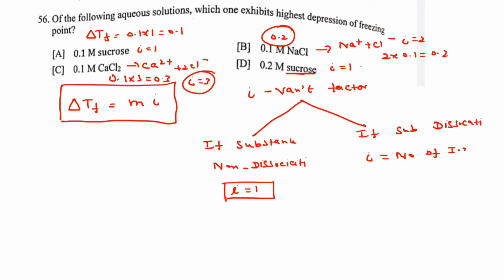For this question, the i value is 1. In 1 into 0.2, what is the answer? 0.2. What is the correct answer for this question? C is the correct answer.